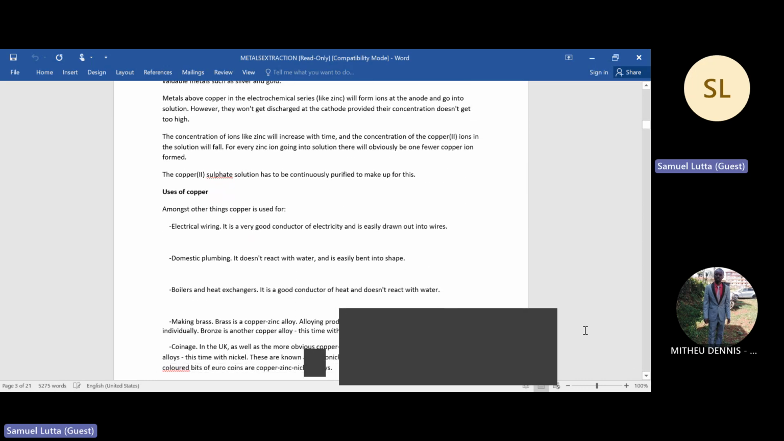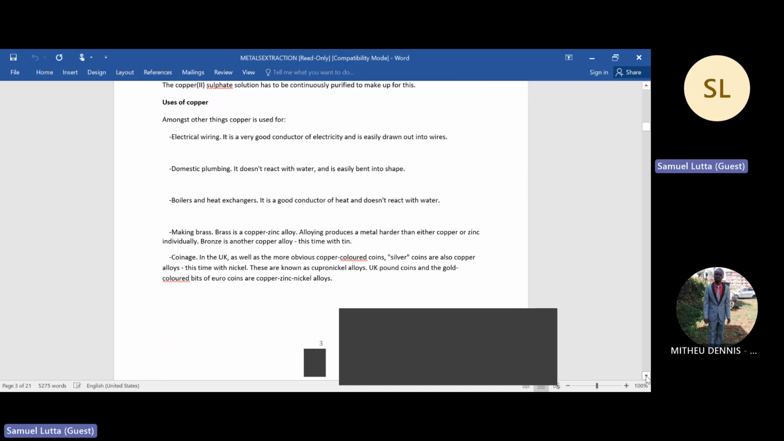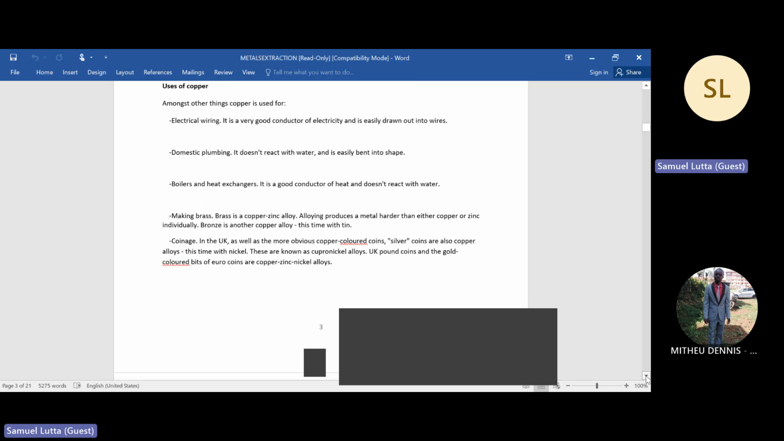So the uses of copper, we said, are in electrical wires because of good conductivity. It can also be used in plumbing. And then we also talked about boilers and heat exchangers, because again, it's a good conductor of heat. And in some countries, it's a coinage metal. Copper can also form alloys: copper and zinc form brass. We also talked about when you mix copper and tin, you get what we call bronze.